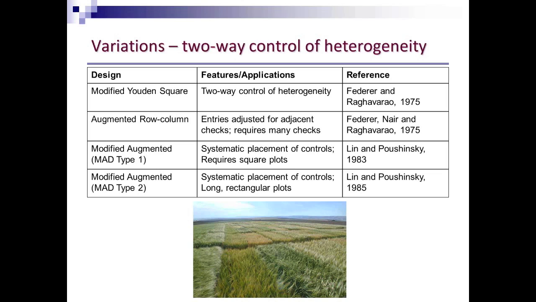There was a type 2 modification particularly for the case where you have long rectangular plots, like you see in the picture below there. Those are some barley test plots, and the barley breeding program here is using these MAD type 2 designs in the preliminary stages of their breeding program.